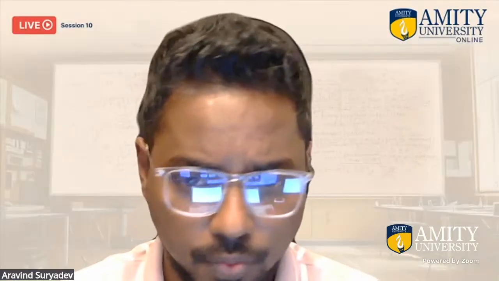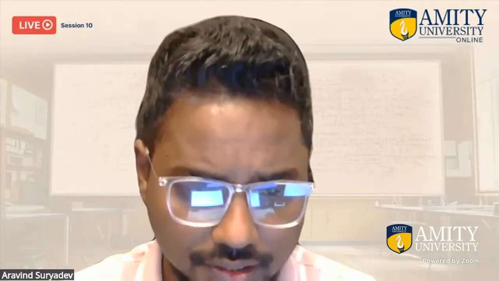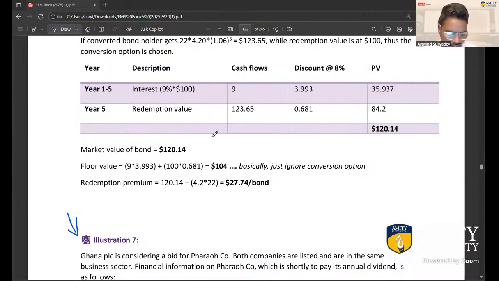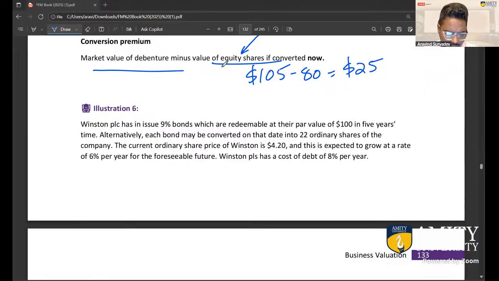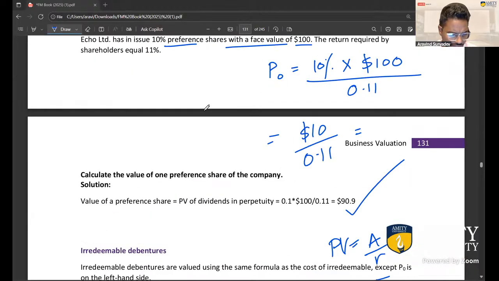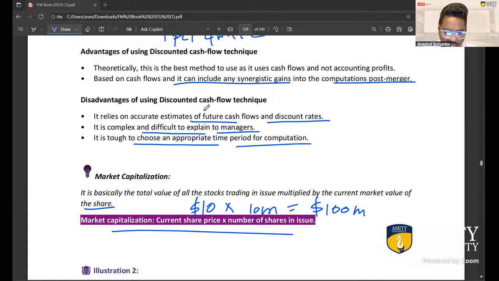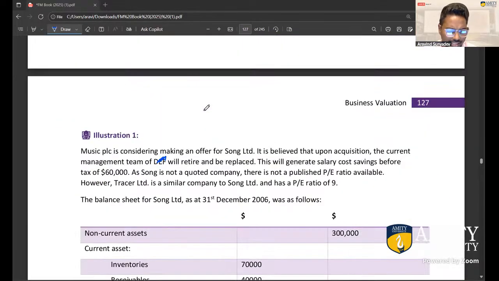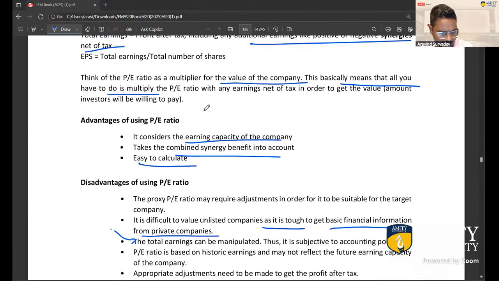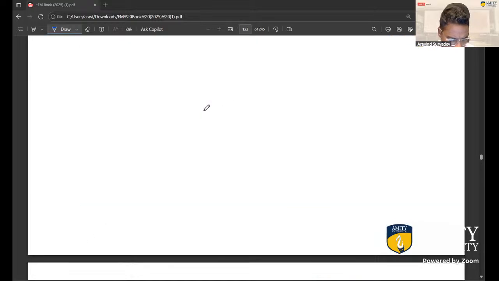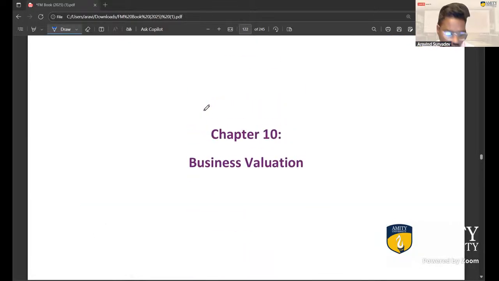Now, if you guys have been watching the recordings, you would have seen that we have reached right about here. The last class we were on chapter 10. Chapter 10 was business valuation, if I remember right. We were talking about valuing equity and valuing debt. So, this is the chapter, guys. Let me just take you to the beginning of the chapter. There you go. Chapter 10, business valuations.